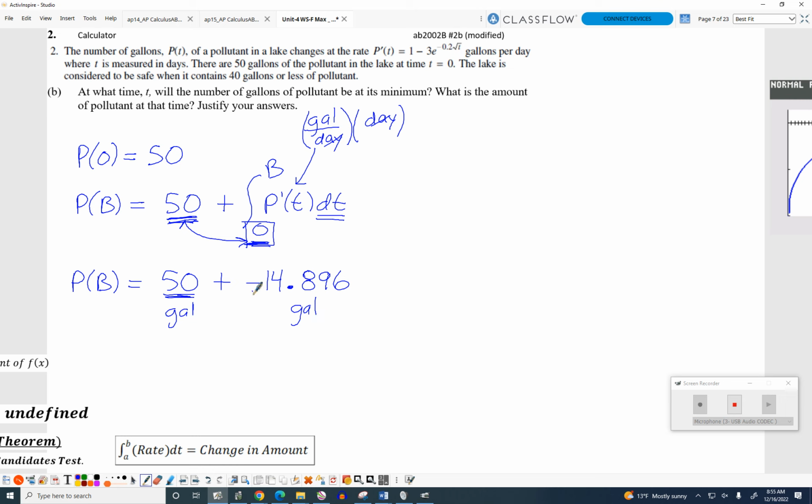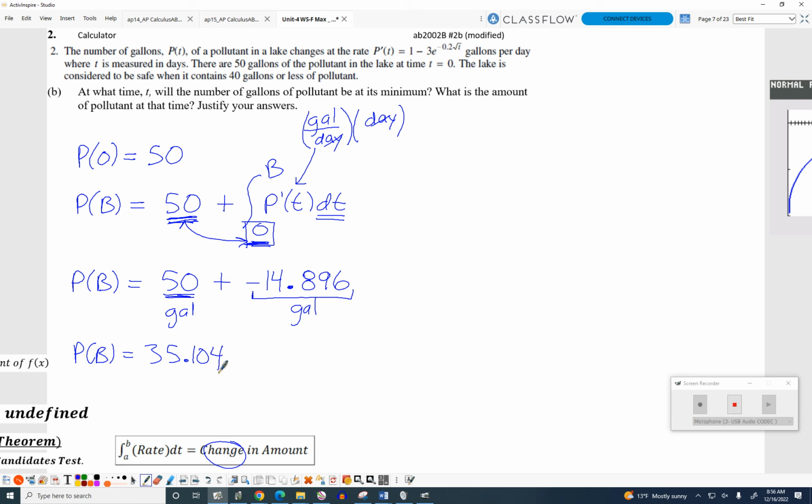5 points for Jason. Jackson, what is that number, negative 15, representing? The amount of gallons that changed from 0 to B. Perfect, perfect. It's all about the change. It's not how much pollution we have, it's how much did the pollution level change. 5 points. And so then Jason, read that final answer again. 35.104. Thank you. 5 points for Jackson. Questions?